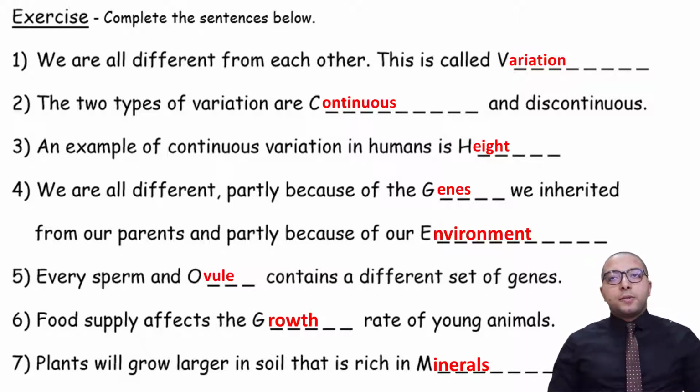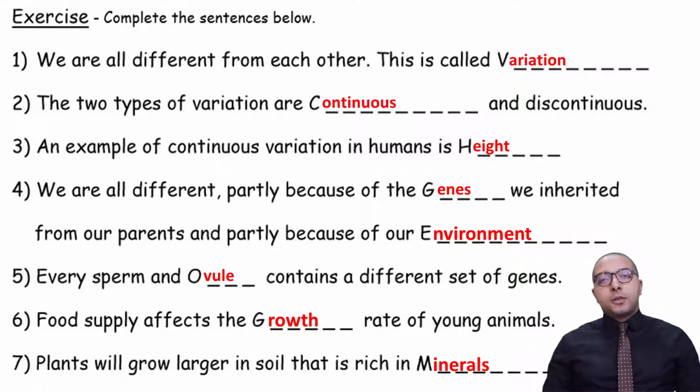We are all different partly because of the genes we inherited from our parents and partly because of our environment, excellent. And every sperm and ovule contain a different set of genes, perfect. Food supply affects the growth rate of young animals, that's exactly. Plants will grow larger in soils that are rich in minerals. Perfect guys. You have mastered these easy questions.